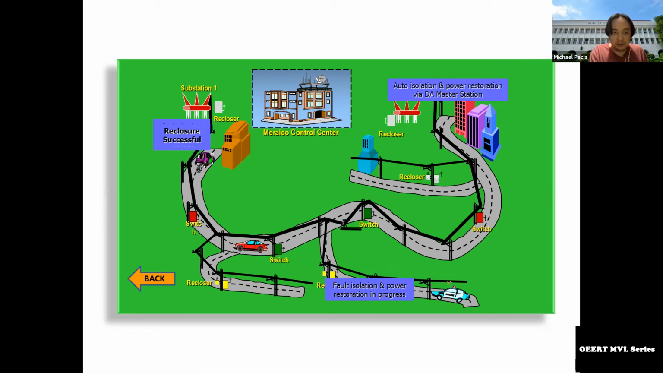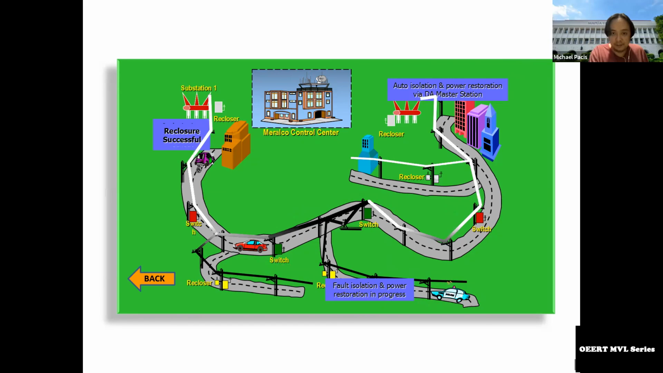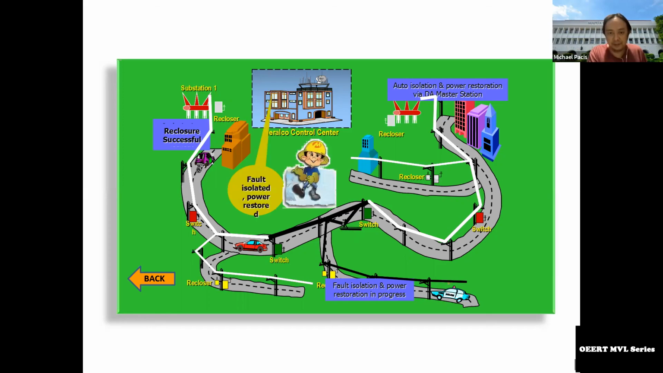Okay, balik na siya ulit. The closure is already successful. As you can see, no, those are the lines that are operable, and we already isolated the section kung saan nagkaroon ng failure. So, kung saan bumagsak yung poste, no, ng Meralco, for this example. So the fault is isolated and the power is restored with good power quality and reliability, right?